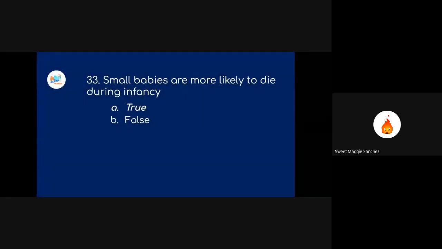Question 33. Small babies are more likely to die during infancy. So, sadly to say, it's true, no? It's true that they're more likely to die.